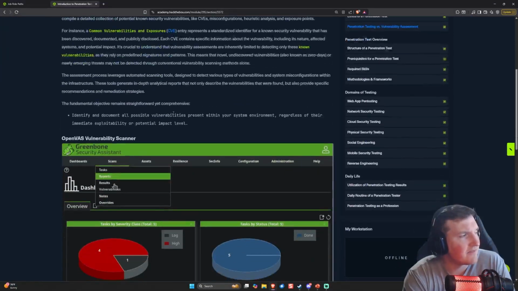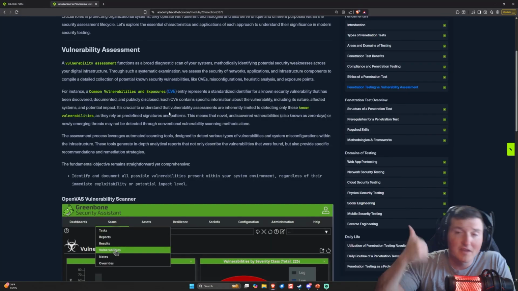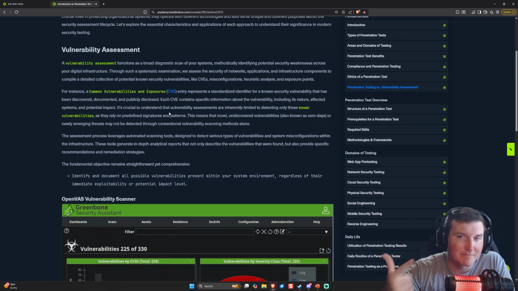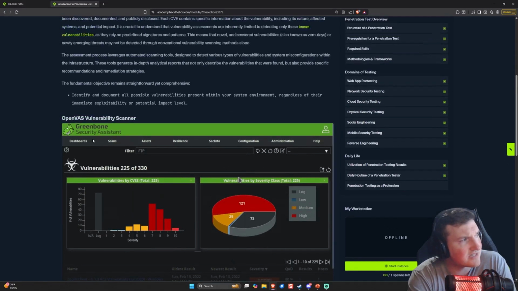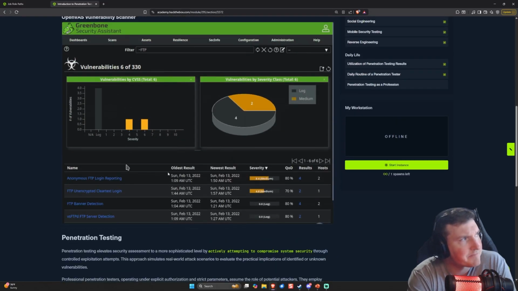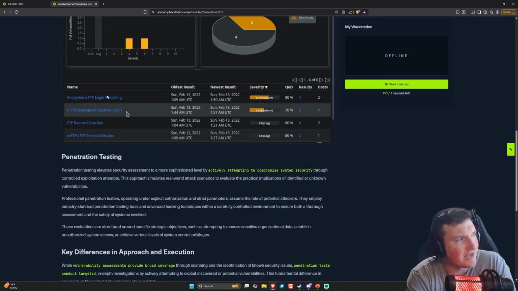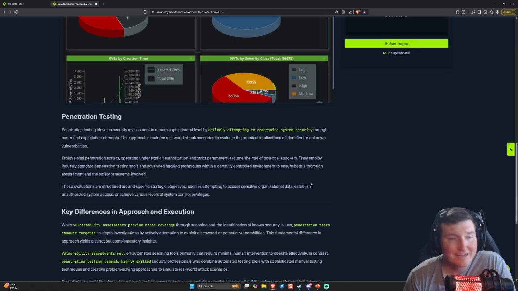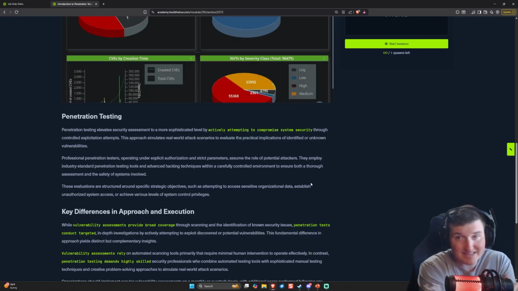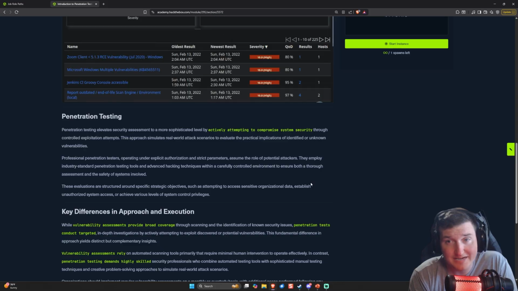Okay, penetration testing versus vulnerability assessment. Easiest way to look at this: vulnerability assessment lists the vulnerabilities. Penetration test actually exploits them. This is hugely different, because for instance, on vulnerability scanners, you can see this is Greenbone, this is OpenVAS. It says here anonymous FTP login reporting, right? It's showing that. I've seen multiple times where vulnerability management systems say something like that, and then you go try it, and it's not.